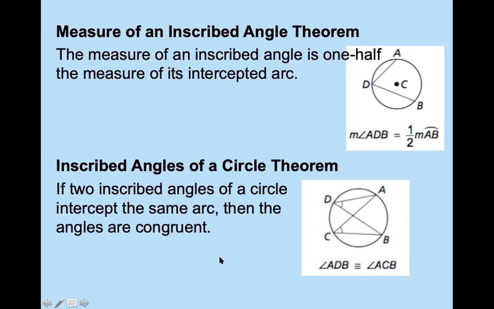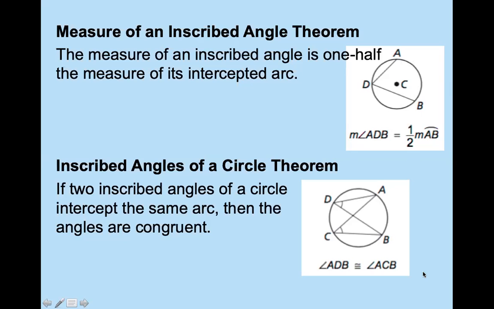The first is the Measure of an Inscribed Angle Theorem. It says the measure of an inscribed angle is 1/2 the measure of its intercepted arc. If you remember in section 10.2, a central angle had the same measure as its arc. Now, if we have an inscribed angle, it is 1/2 the measure of its intercepted arc. So this angle ADB is 1/2 of arc AB.